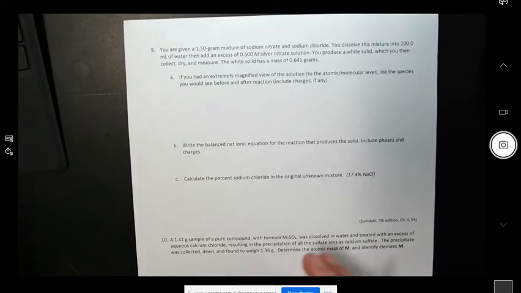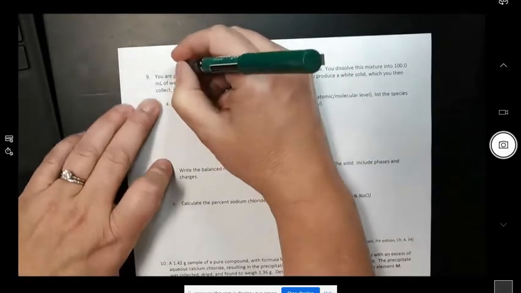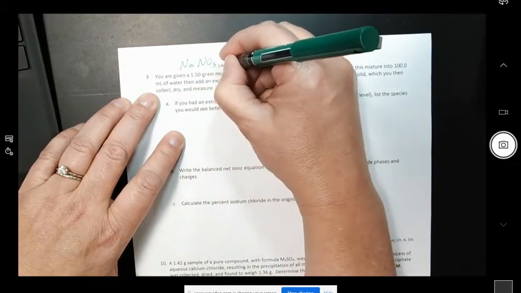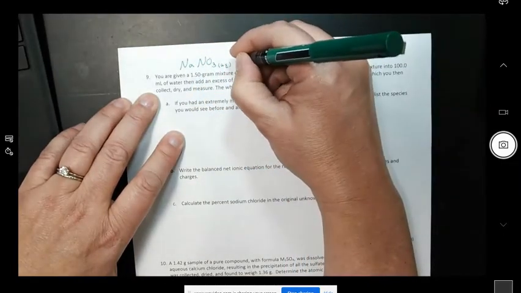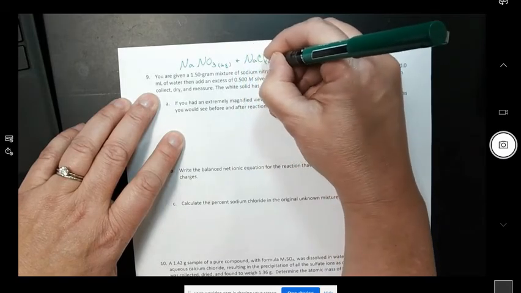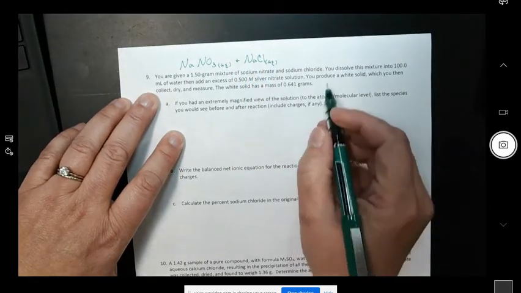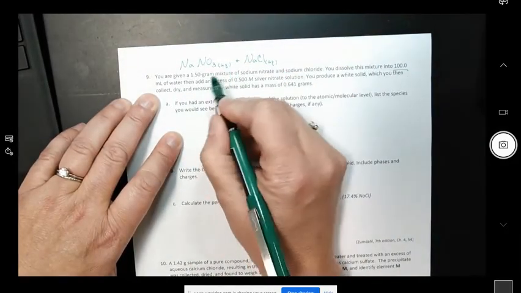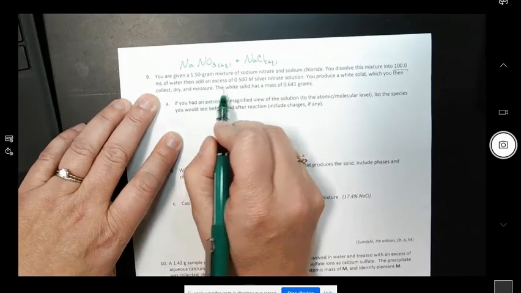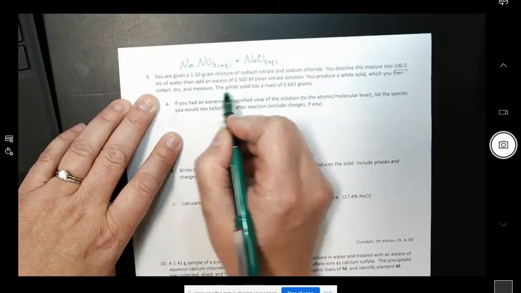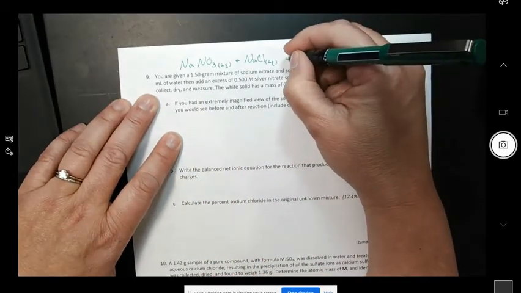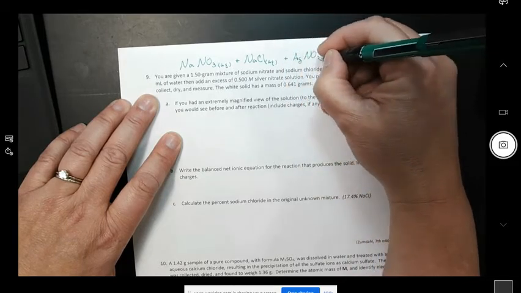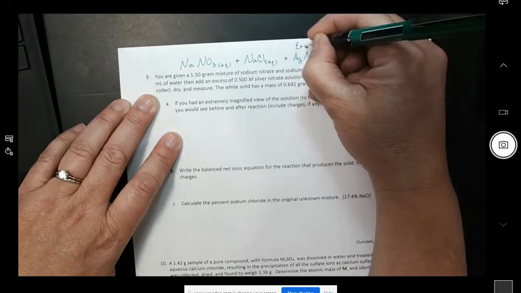Question 9. I'm going to go ahead and write out this balanced equation. Sodium nitrate is mixed with some sodium chloride solution. We're dissolving it in 100 milliliters of water. So these are actually both solids first, but we're putting them in water, so they're going to dissolve. And then we're going to add excess silver nitrate.